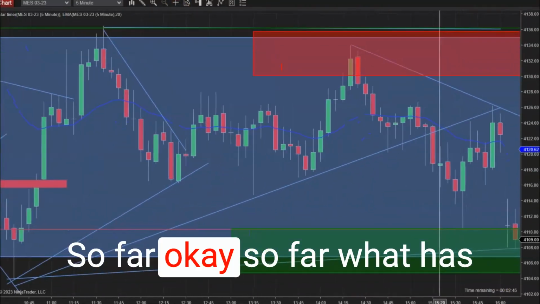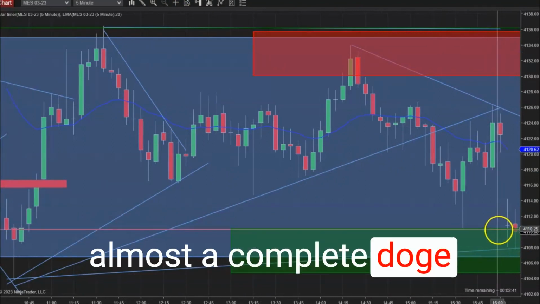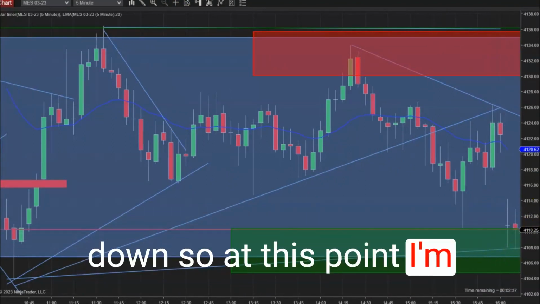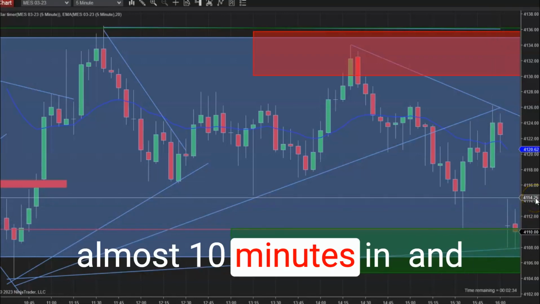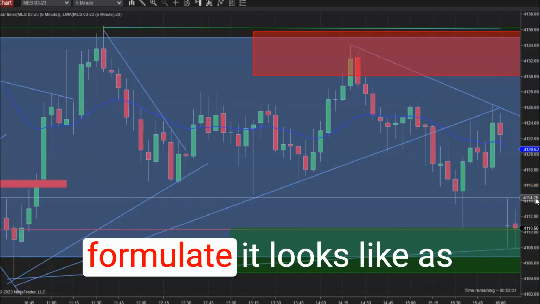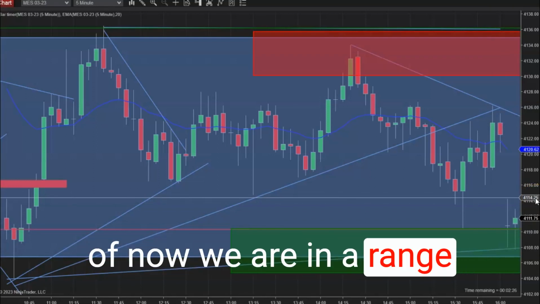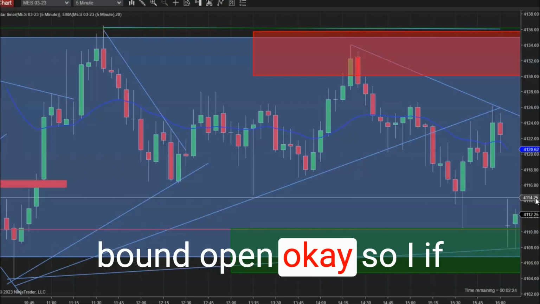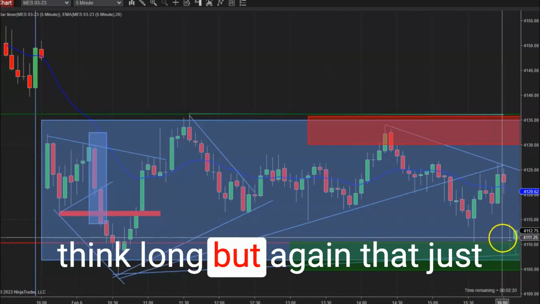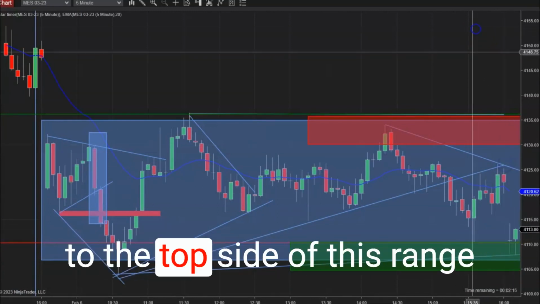So far, what has happened is this bar is almost a complete doji. So there's no energy up, no energy down. We're almost 10 minutes in, and at this point I'm starting to formulate that, as of now, we are in a range-bound open. If anything, I would want to think long, but that just means a move from here to the top side of this range.